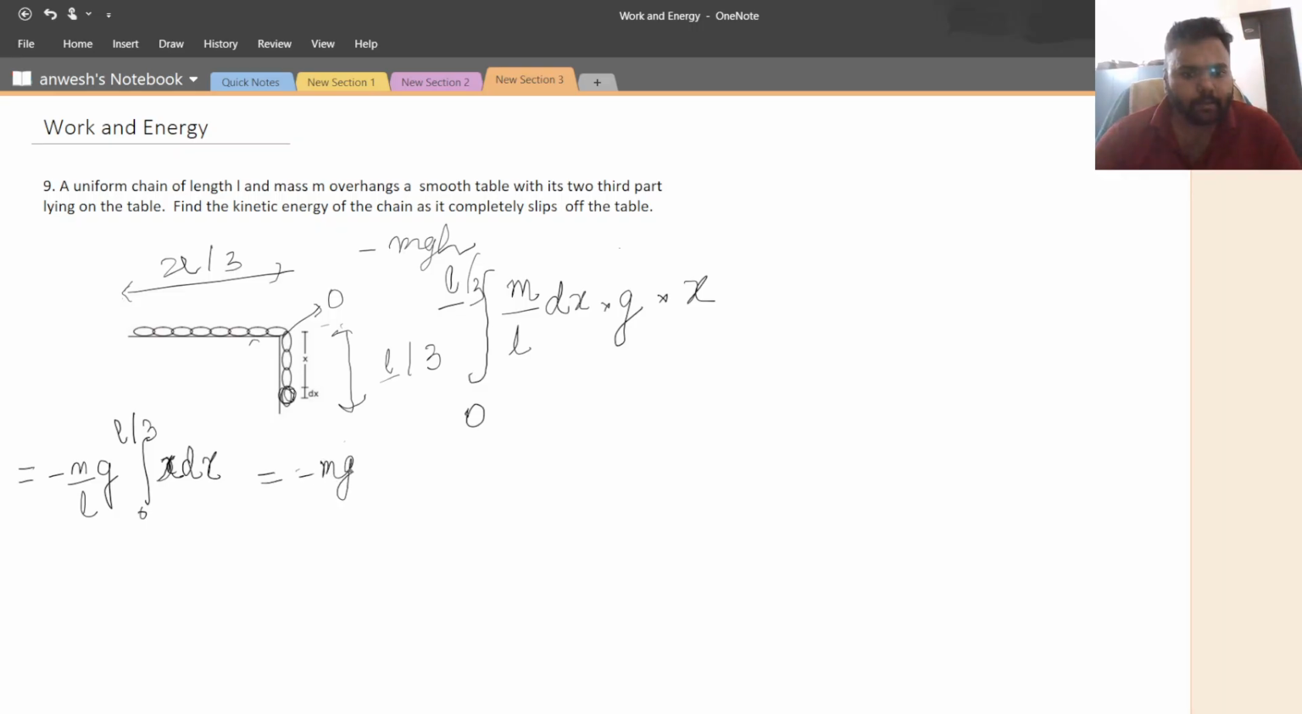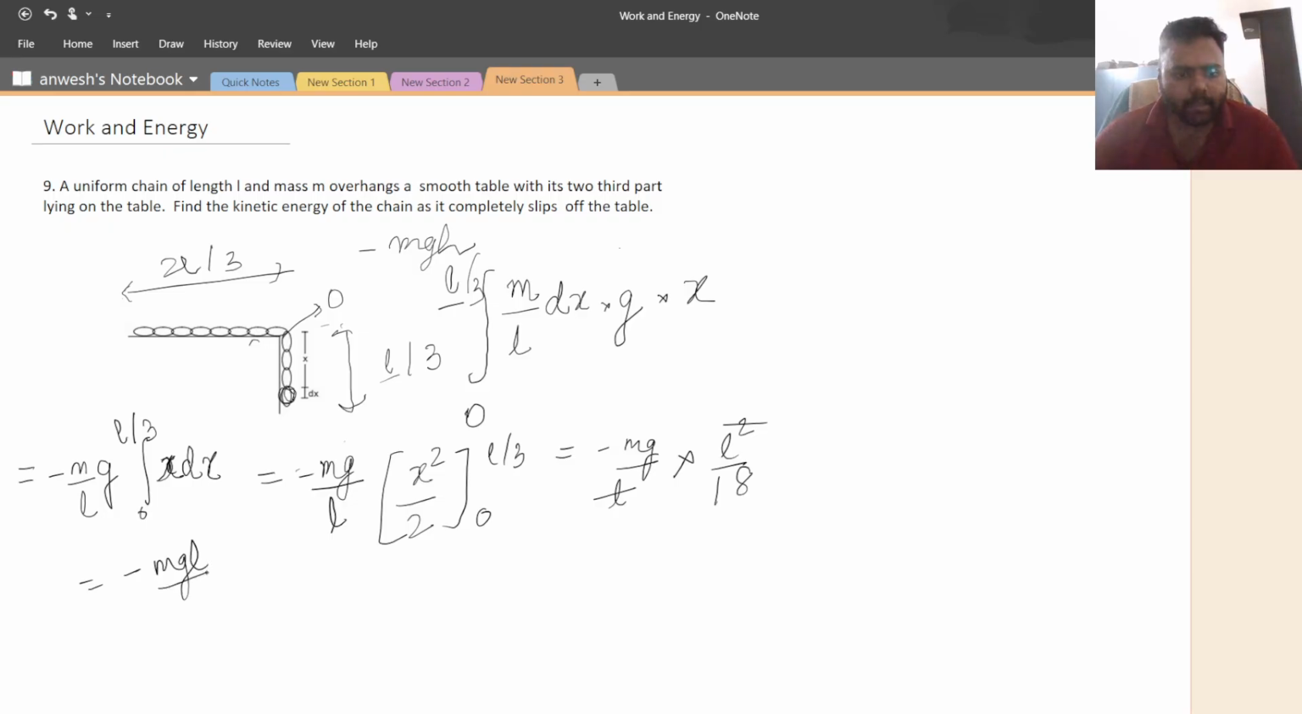So minus mg by L, x dx will be x square by 2, from 0 to L by 3. It will come out to be minus mg by L times L square by 18. So here we will cancel out the L. This comes out to be minus mgL by 18.